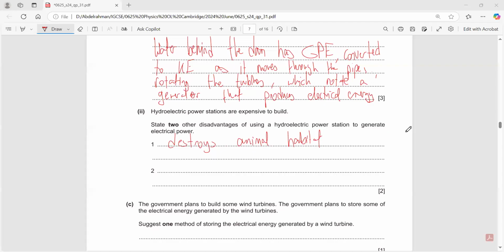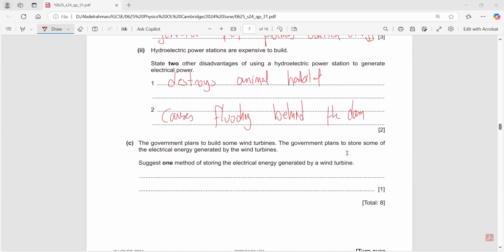Okay, so it destroys the animal habitat. Yes, it does destroy the animal habitat. What else does it do? It causes flooding. Yes, it causes flooding behind the dam. Should we memorize the advantages and disadvantages to a good extent? Yes. You should know them well.